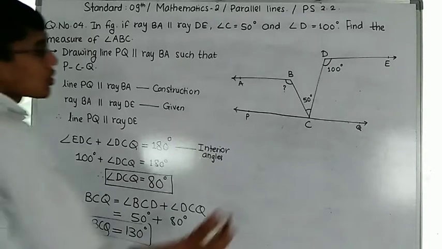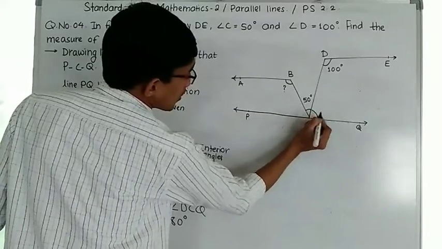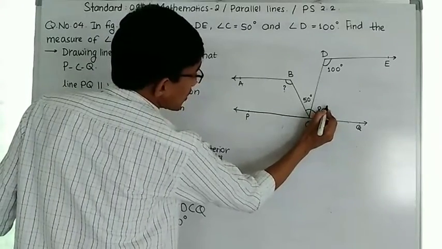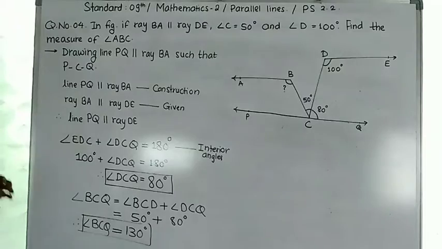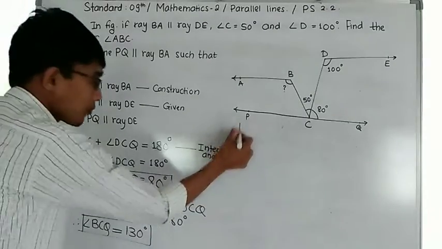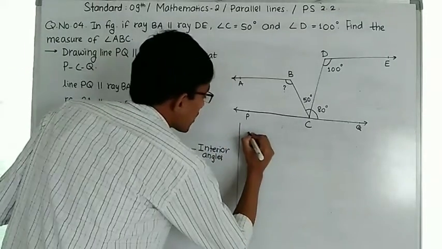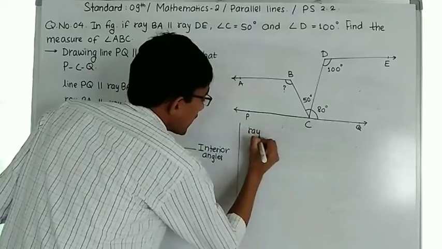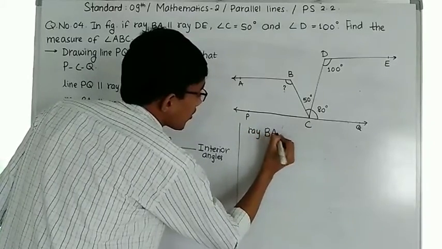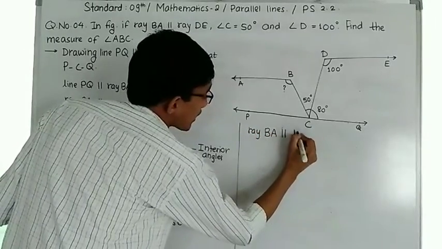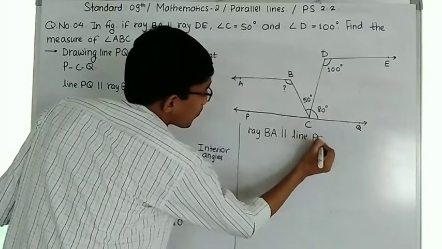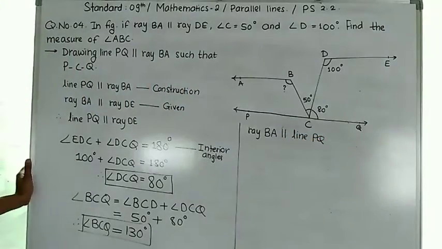Okay, 80 plus 50 is nothing but 130. Now I will take ray BA parallel to line PQ. Ray BA is parallel to line PQ.